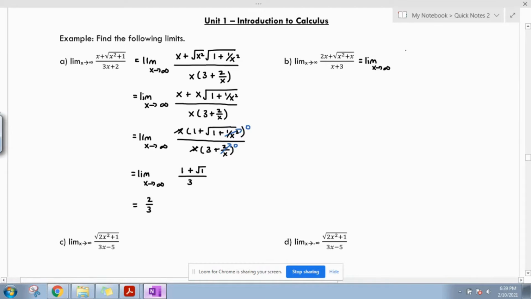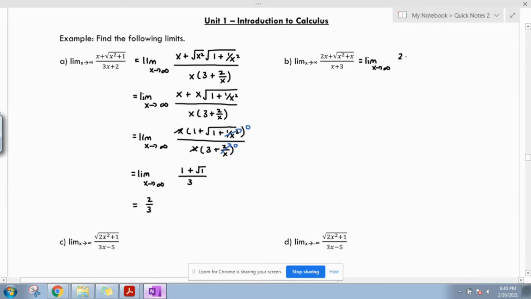And again, I'm going to take a look. I want to look for the highest exponent of x in my numerator and my denominator. Now, in my numerator, I notice that I have 2x, but at the same time, I notice I have x squared underneath the radical. So I'm going to take out the x squared from underneath the radical, and I'm going to rewrite it this way now.